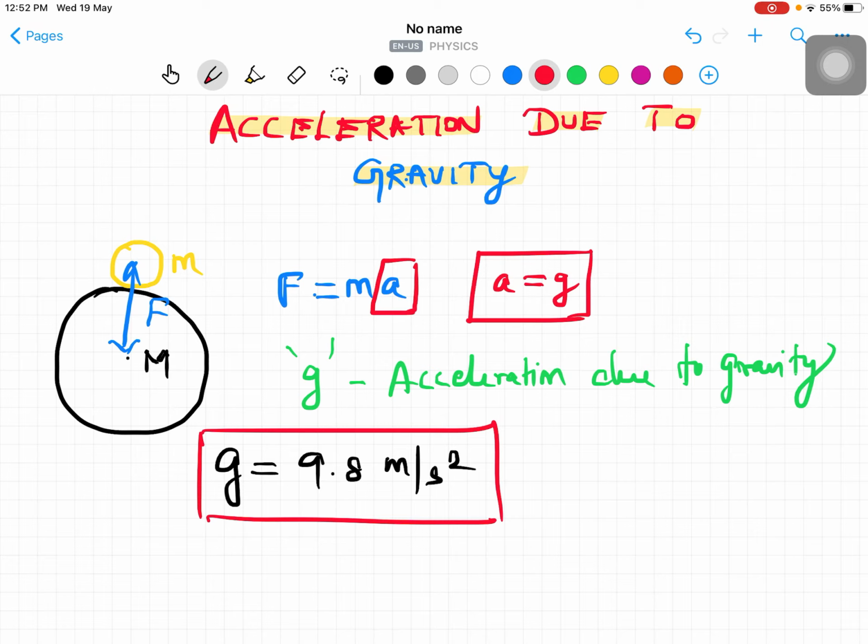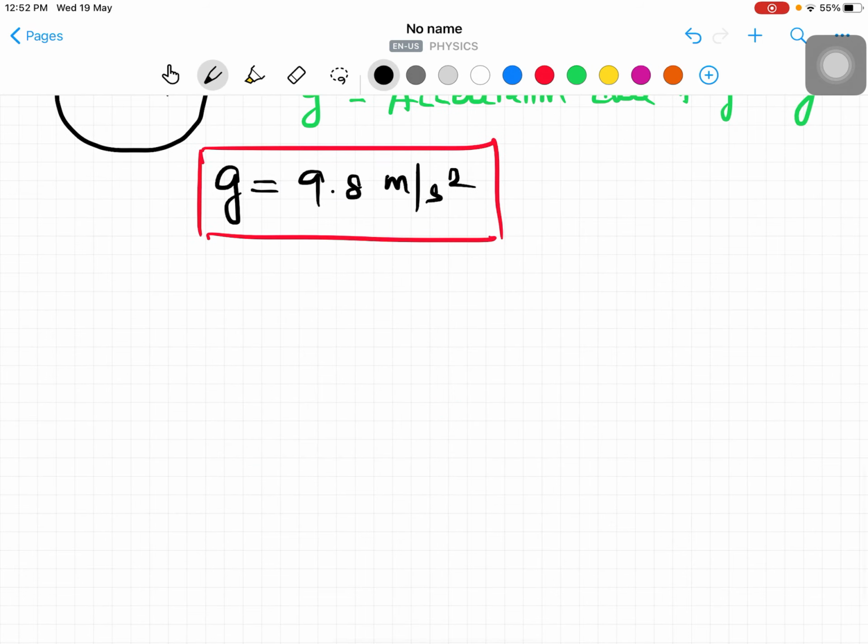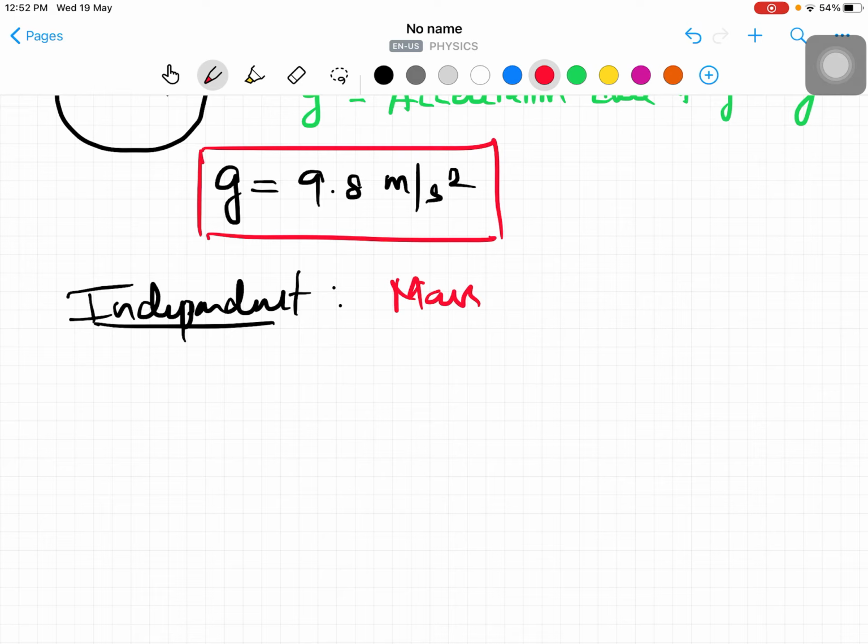So what are the parameters that will affect the value of gravity, and what are the parameters that will not affect it? See, first, the independent quantities. So what are the independent quantities? First one, mass. If one lighter object and one heavier object are there, is the acceleration due to gravity of both objects the same or not? It is the same. Mass will not change the value of gravity.